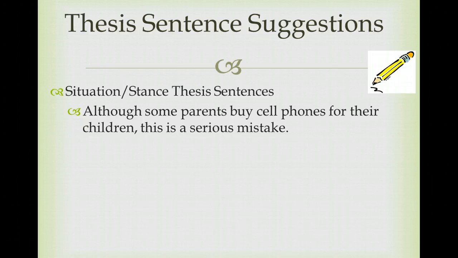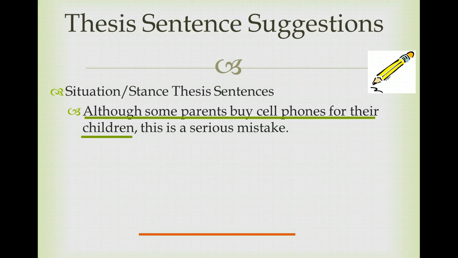So, for the situation stance, you need to label what the situation or topic is, and then, of course, tell us your position or stance on the topic. So, I've got a couple here about cell phones. So this first one: although some parents buy cell phones for their children, this is a serious mistake. So this first one is the situation, the topic, which is parents buying cell phones for kids. And then by saying this is a serious mistake, you're telling us your stance on the topic. You think it's wrong for parents to buy children cell phones.